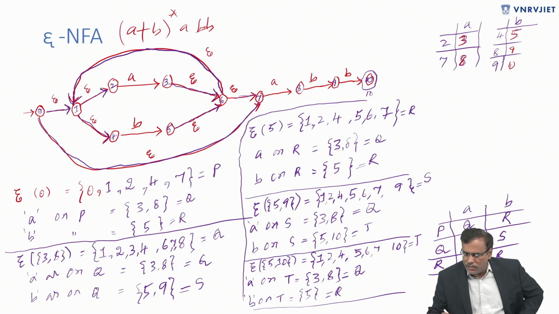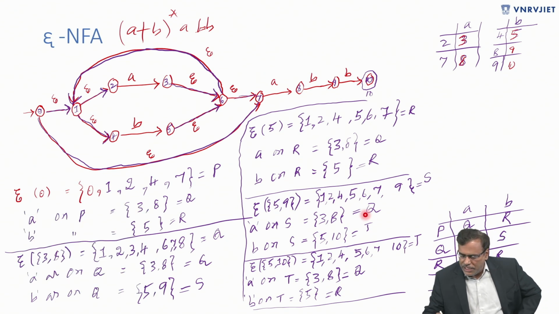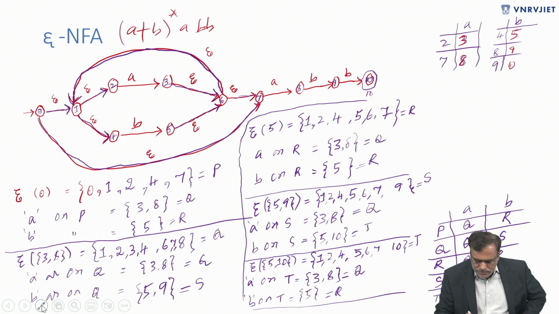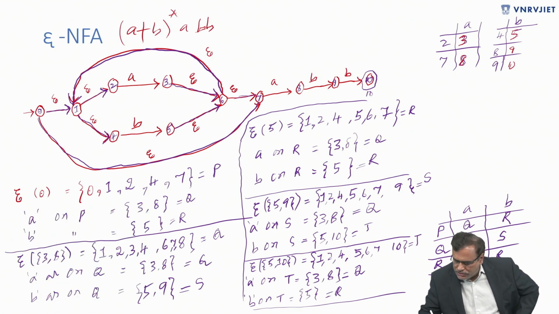So you know the different states that you have: P, Q, R, S, T. They are the names that I have used. Already for P, Q, R, I have shown the table. In a similar fashion, I have to show it for S and T. So this is S. S on A is Q, S on B is T. You fill that in the table. It becomes easier at the time of drawing the transition diagram.